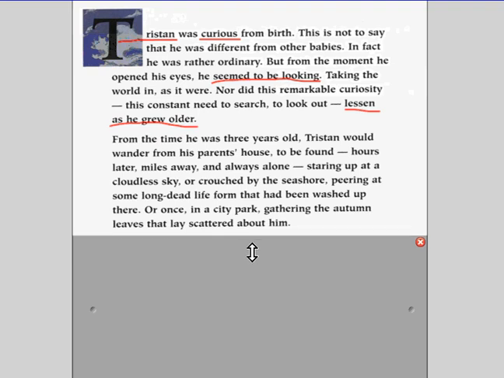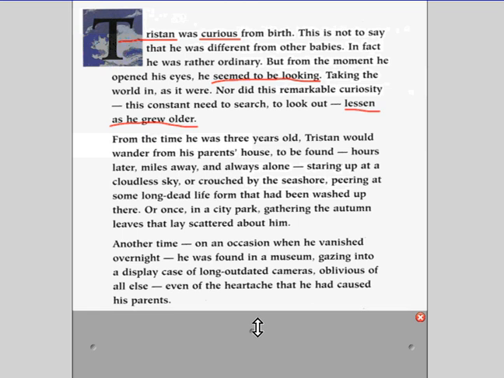From the time he was 3 years old, Tristan would wander from his parents' house, to be found, hours later, miles away and always alone, staring up at the cloudless sky, or crouched by the seashore, peering at some long-dead life form that had been washed up there, or once in a city park, gathering the autumn leaves that lay scattered about him. Another time, on an occasion when he vanished overnight, he was found in a museum, gazing into a display case of long outdated cameras, oblivious of all else, even the heartache that he caused his parents.